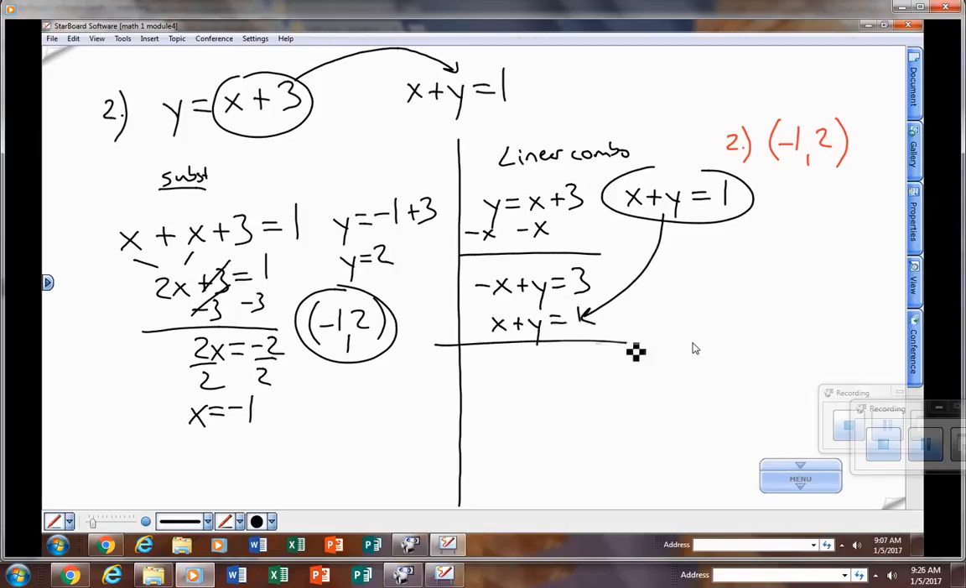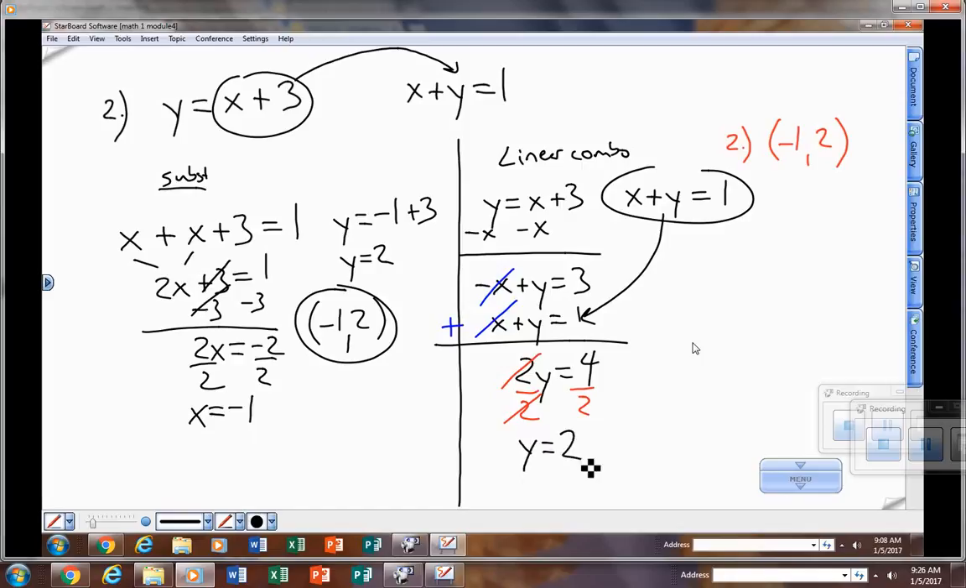Combine these, add straight down. My x terms cancel for this problem. And then I get 2y when I combine my y's. 3 plus 1 gives me 4. Divide both sides by 2. And I get my final answer there for y, the same as the substitution method.